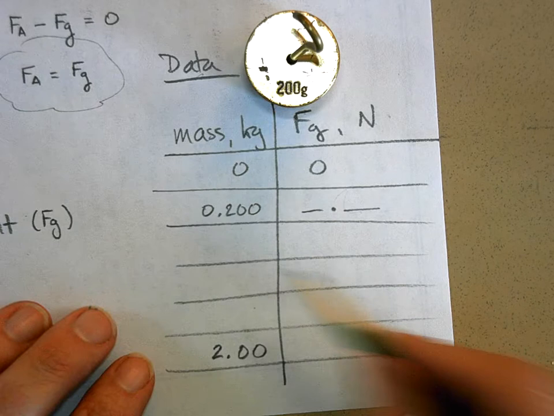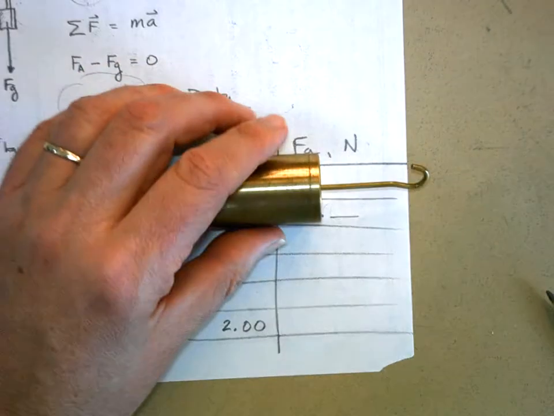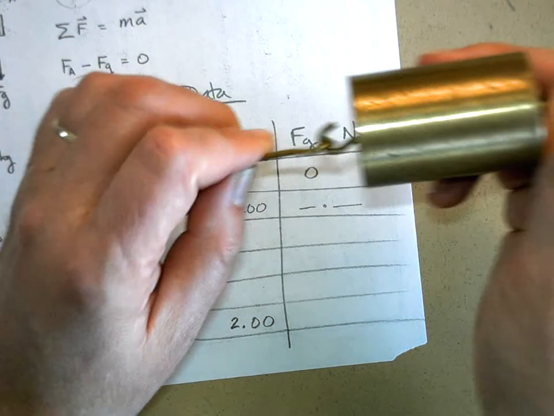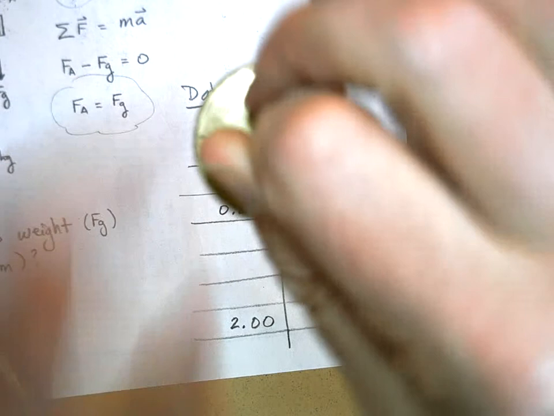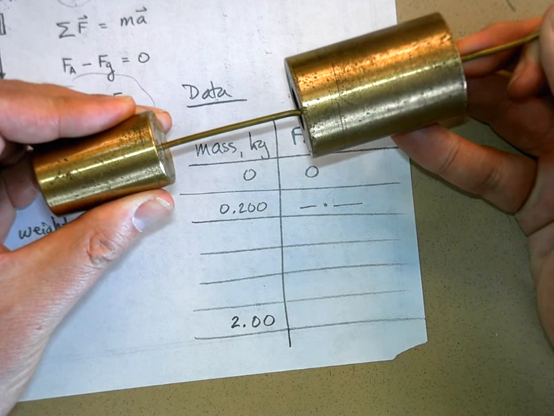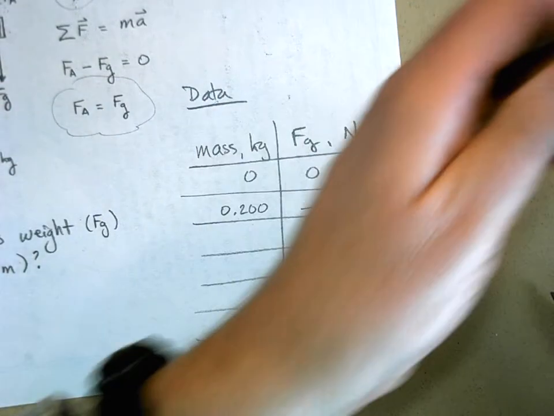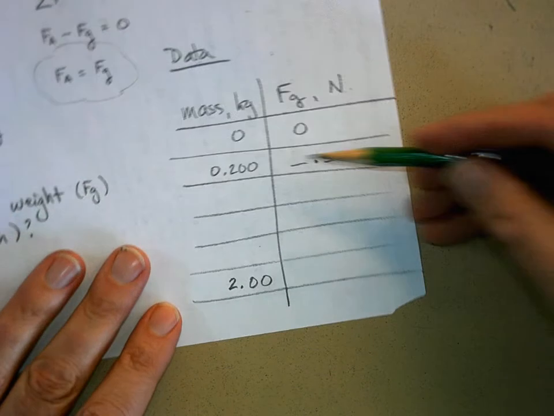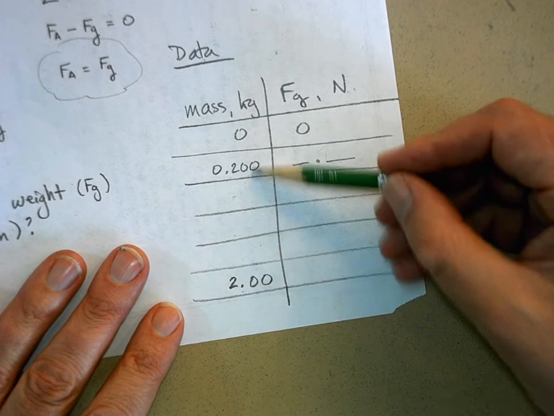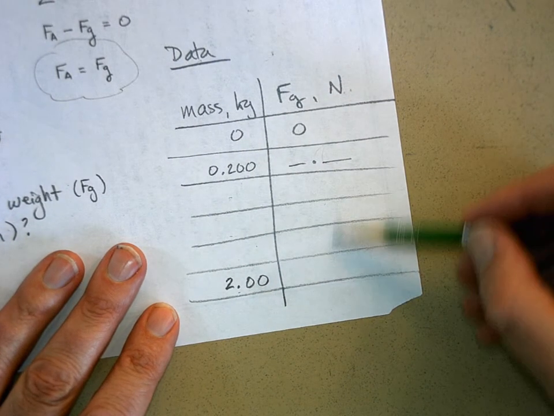Then what you can do is you can take these, and these are called hooked masses because you can hook them together. So here's 0.5. 0.5 plus 0.2 is 0.7. So if I have this right here, I've got 0.7 kilograms. And you can hook a whole bunch of them up together. So I'll let you put whatever mass you want in between 0.2 and 2. Should be in between. Measure their weight in newtons to the nearest tenth of a newton.